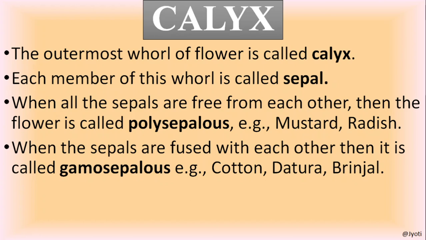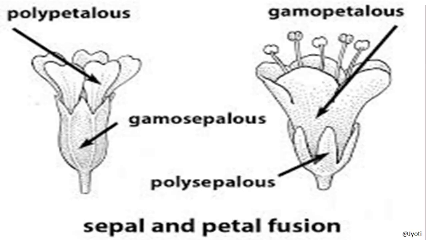The outermost whorl of the flower is called the calyx, and each member is called a sepal. When these sepals are fused with one another, that condition is called gamosepalous. When they are free, that is called polysepalous. So here you can see the sepals attached to one another, forming a cup-like structure. So this is called the gamosepalous condition.